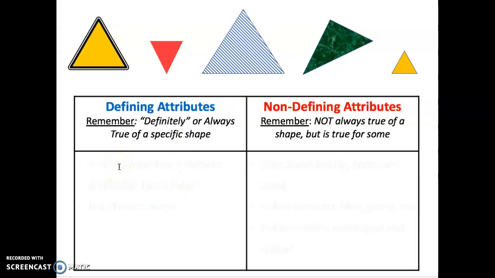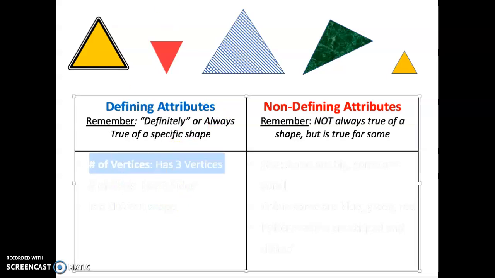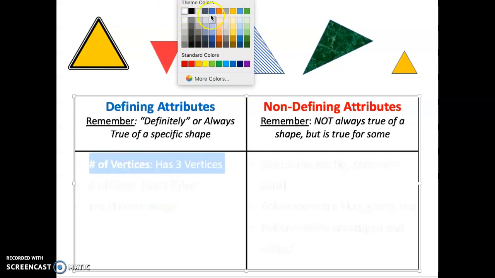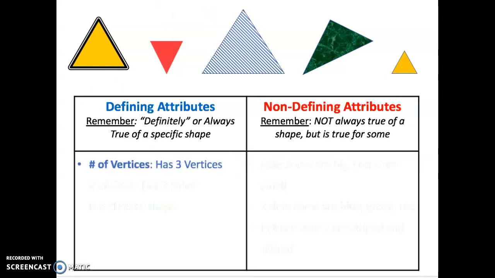First, I think of the number of vertices. For this shape, the triangle, there are 3 vertices. Remember, the vertices are the corners. Look at every single triangle. Each one has 3 corners. In order for something to be a triangle, it definitely has to have 3 vertices.